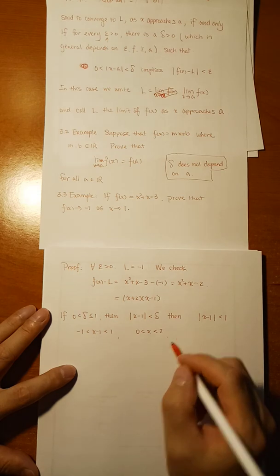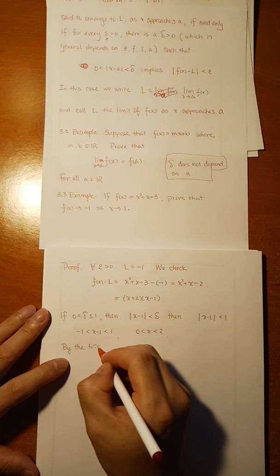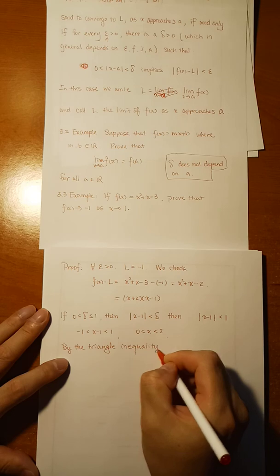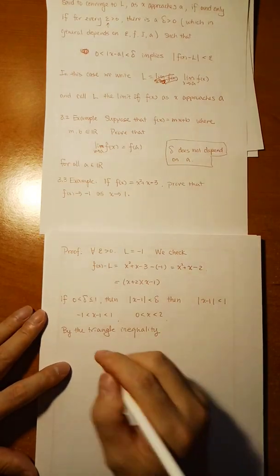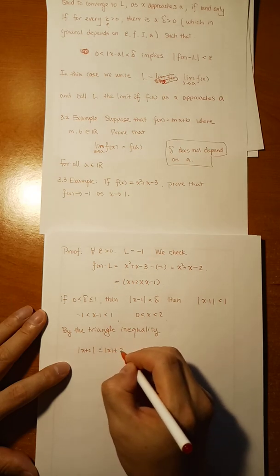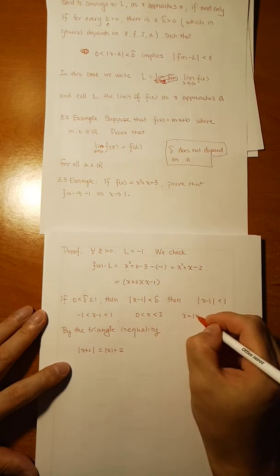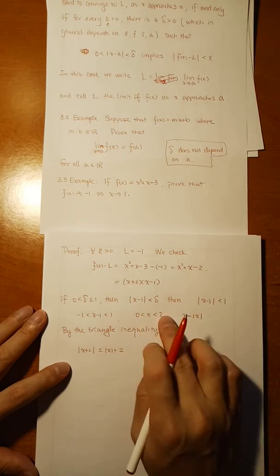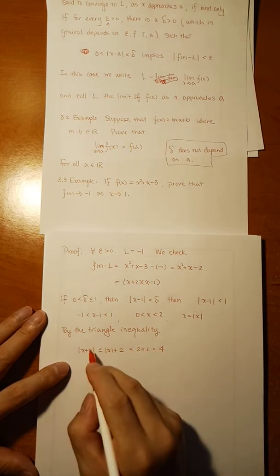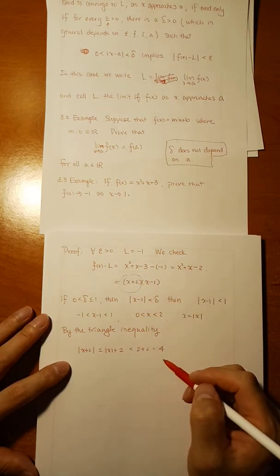Okay, now let's see. By the triangle inequality, |x + 2| is less than or equal to |x| plus |2|. x is positive, so |x| is equal to x. So |x| is between 0 and 2, so it's less than 2 plus 2, which is equal to 4. So for this part, the coefficient, |x + 2| is less than or equal to 4.